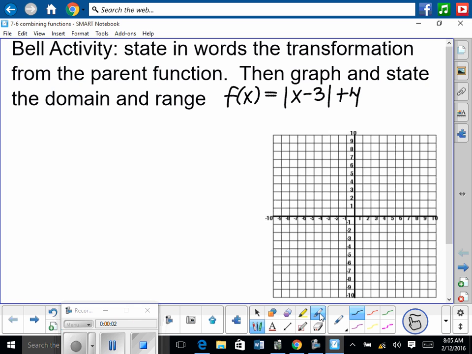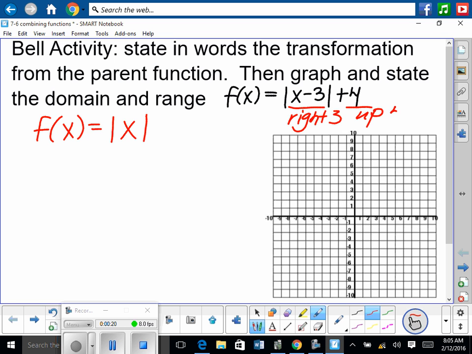Okay, so with this one it says state and write the transformation from the parent function. So looking at this, our parent function would have been f of x is equal to the absolute value of x, right? That's the parent function, non-shifted function. So it looks like we're going to right 3. How many got that part right? Awesome. And then we're going up 4. That's the shift. So we're going to right 3 up 4. There's our new starting point.